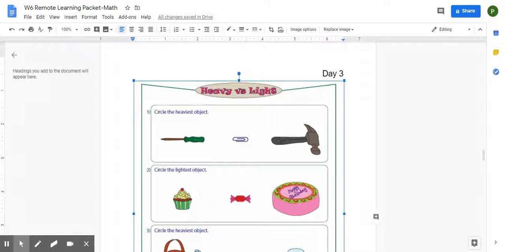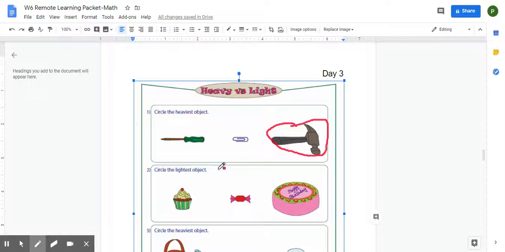Taking a look at day 3, we're going to be discussing weight. And again, we're going to hear those words heavy and light. But again, when we're doing 3 objects, we're just going to talk about the heaviest or the lightest. So number 1 is to circle the heaviest object. Is it the screwdriver? Is it the paperclip or the hammer? The hammer is actually the heaviest object.